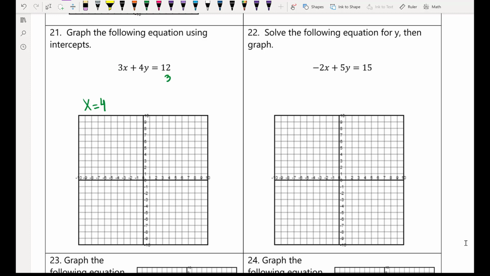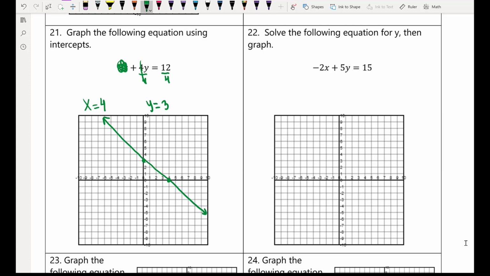And then we just kind of start over and say, okay, now let me cover up the 3x. So divide both sides by 4, and we get y equals 3. So these are both intercepts, so they go on the x and y axis. X equals 4, y equals 3, and then we do the line between them. This equation was not in slope-intercept form, so our options were either to graph using intercepts, which is what it told us to do, or to solve for y, which is what 22 tells us to do.